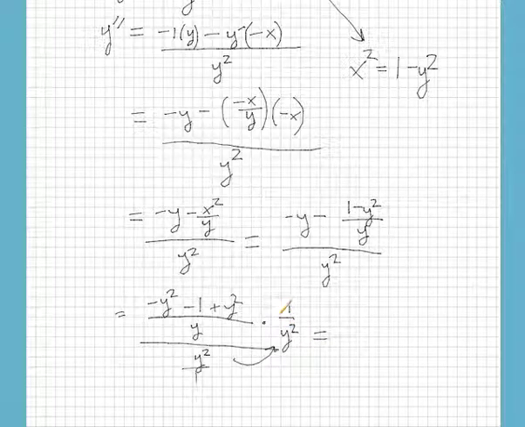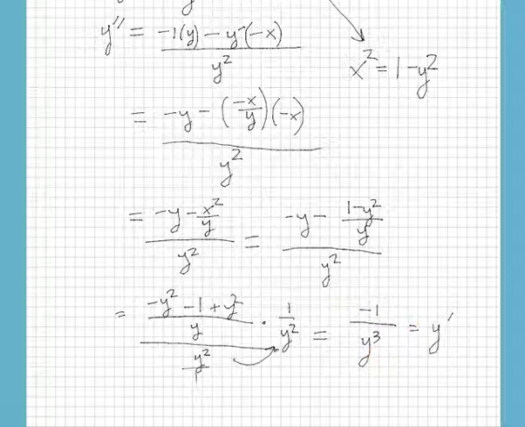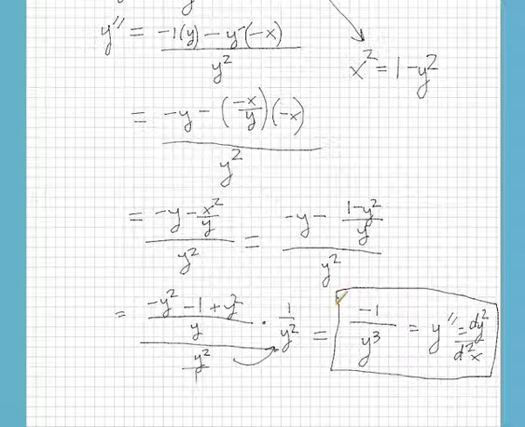Okay. And then we'll get negative y squared plus y squared cancels, and we're left with negative 1 on top. And then if we multiply y times y squared, we get y cubed. All right, so there's our answer. So that equals y double prime, or d squared y over d squared x. So in other words, basically just the second derivative. It's just a fancy way of saying the second derivative. All right, there's our answer.